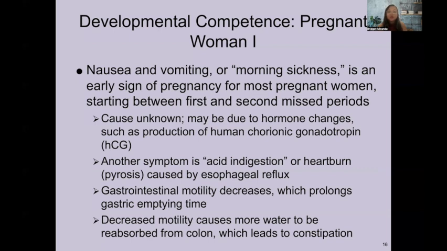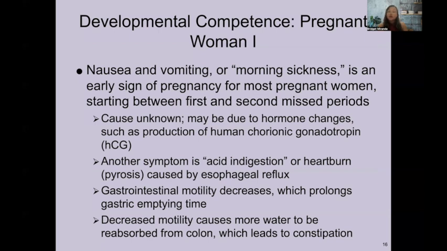What some people think, although it is not completely known, is that this increase in GI symptoms is due mainly to hormonal changes. And this is because of the production of human chorionic gonadotropin.